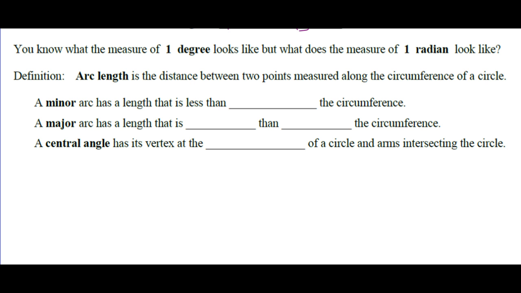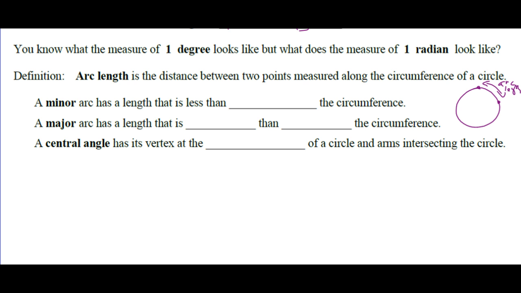All right, so here we go. And this is why we could talk with the aliens about these circles. Watch and see, how is this defined? First off, definition. Arc length is the distance between 2 points measured along the circumference of a circle. So here's a circle. If I have these 2 points, this is the arc length. Okay, arc length.